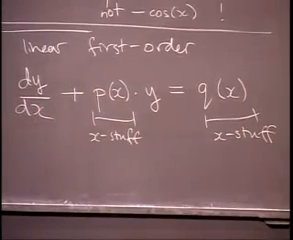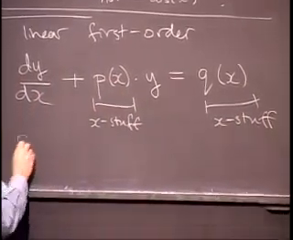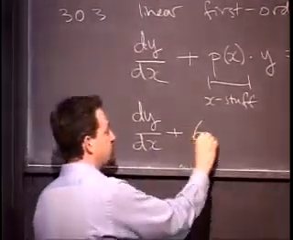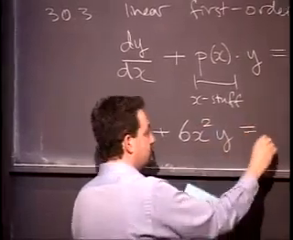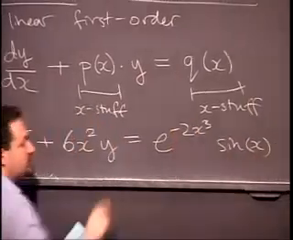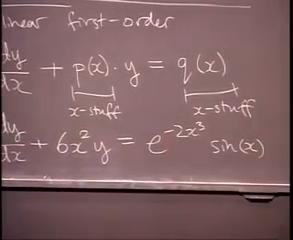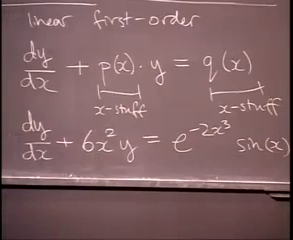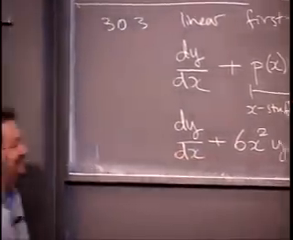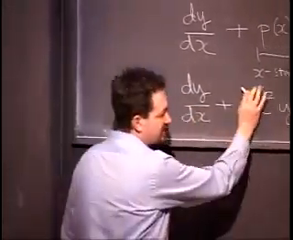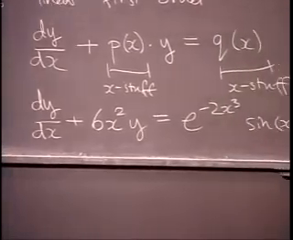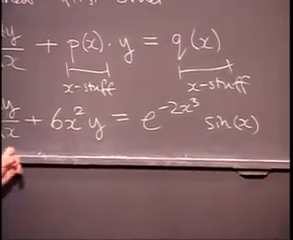It doesn't look particularly linear. Here's an example. dy/dx plus 6x squared y is equal to e to the minus 2x cubed sine x. It doesn't look linear. There's exponentials, there's trigs, there's a quadratic there. How is it linear? Well, it's linear in y and dy/dx, where the coefficients are functions of x. So in this case, it's 1 dy/dx plus some stuff times y equals some stuff. But the stuff is only in terms of x. So this is an example of a first-order linear equation.